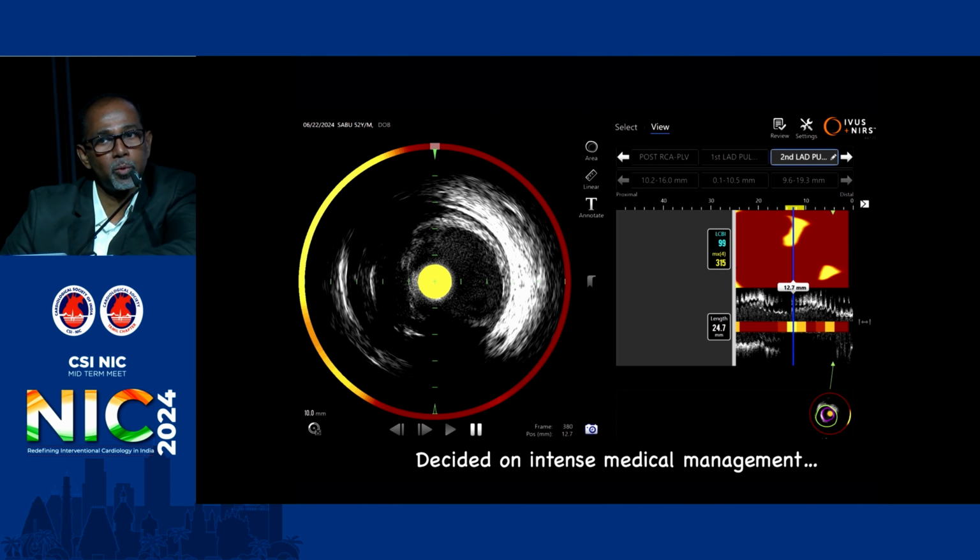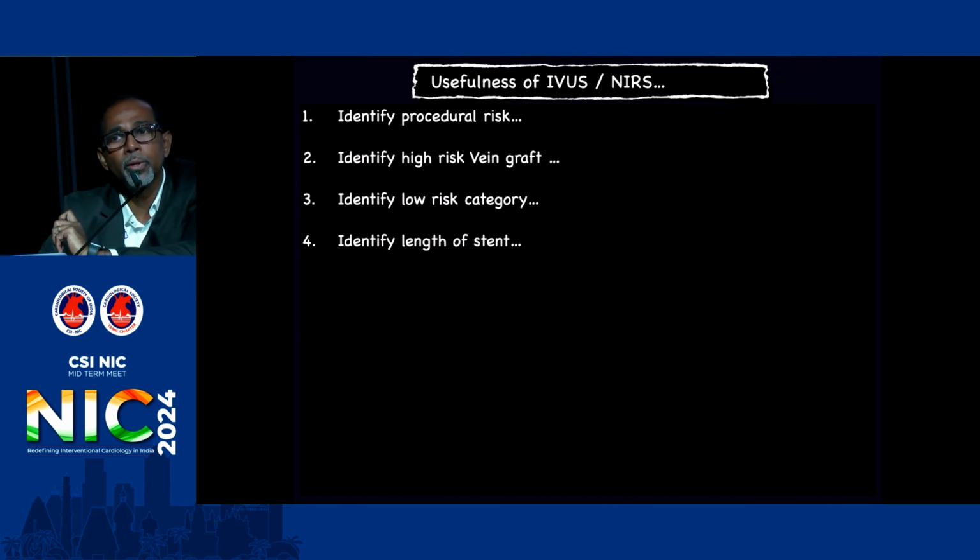we also evaluated the amount of lipid pool over there. It was less than 400. So when you have a lipid pool of less than 400, LCBA max of less than 400, this correlates with less of future events. So we understood that the lumen was good. There was no huge amount of lipid pool. So we decided on intense medical management rather than going ahead with a stent implantation at the left main bifurcation.